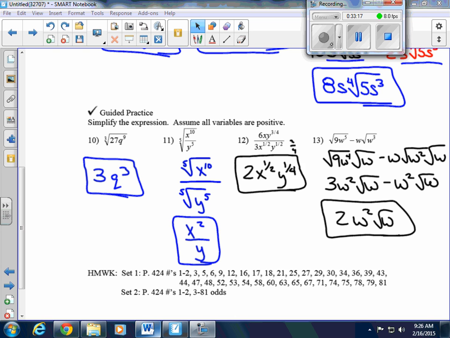Okay, and two things when we look at them in radical form, we have to make sure that there's no radical in the denominator and there's no factors of the radicand that have a root of whatever that index number is.